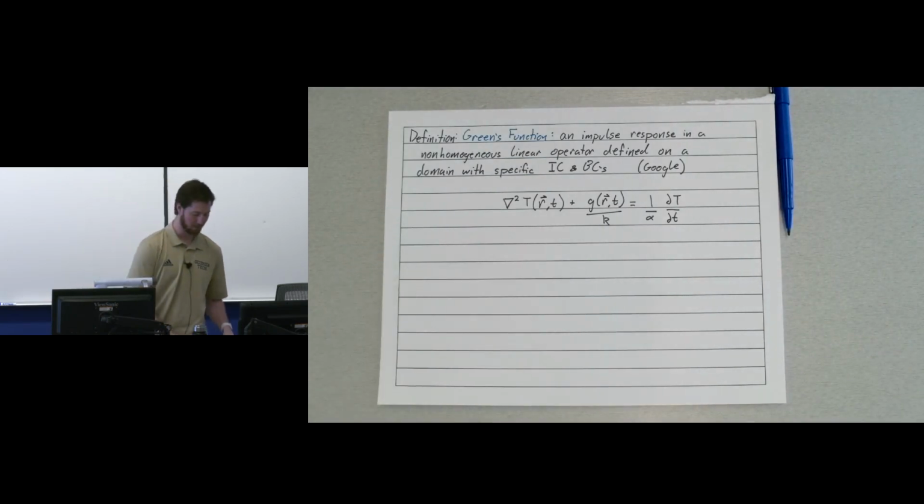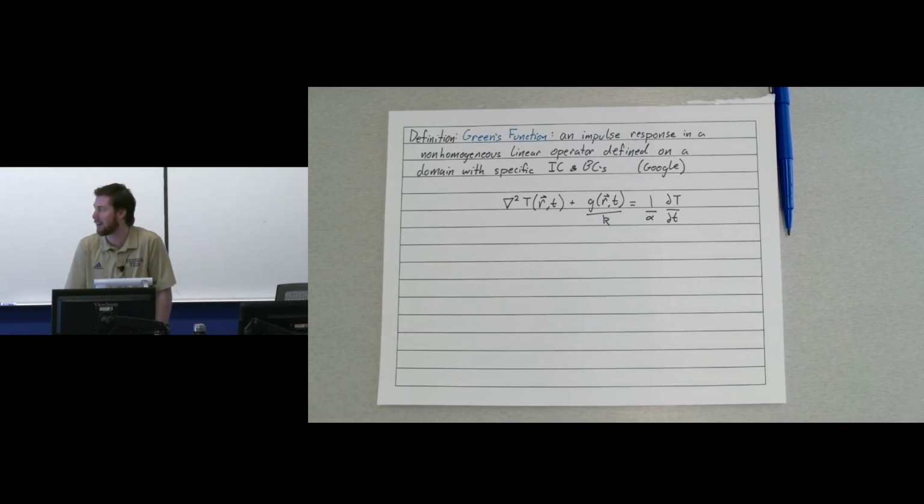So I've got a definition. It's right off of Google. It says that Green's function is an impulse response in a non-homogeneous linear operator defined on a domain with specific initial and boundary conditions. You do not need to write that down. And it probably sounds like a jumbled mess.